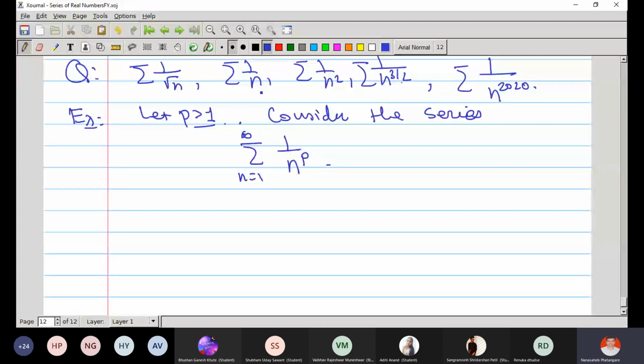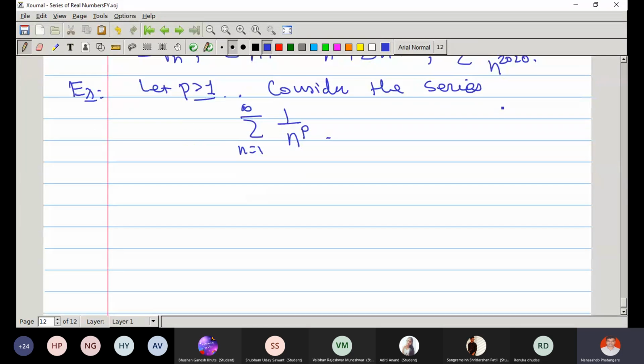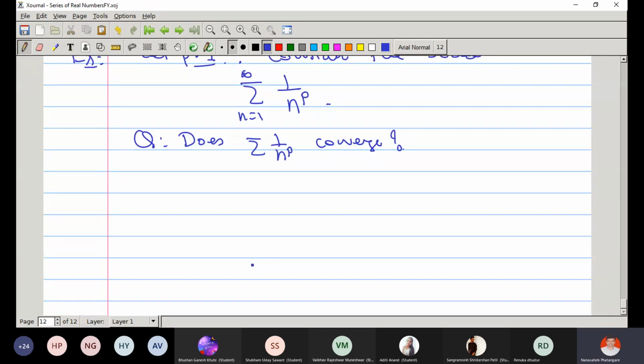See, we know that 1 by n is divergent, and 1 by n squared is convergent by our yesterday's discussion, but we don't know 1 upon root n, or 1 upon n raised to 3 by 2, or n raised to 20, right? So we'll generalize this problem and try to find the result for general p, whatever power p is. But we are assuming now p greater than 1 for the moment, and see whether the series converges, right? So our question is, does the series converge? This is a general bigger question now, not a particular p. p could be 3 by 2, p could be 100, whatever it may be.